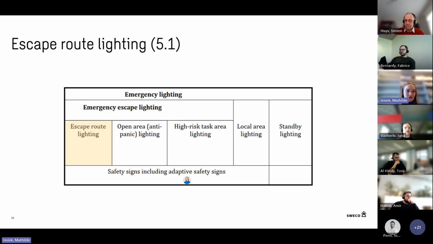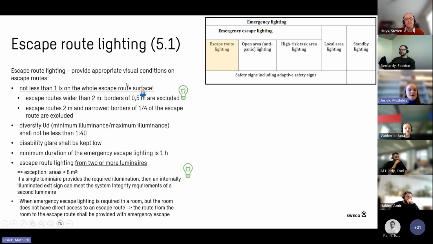Okay, now to the escape route lighting, so the light that can guide you safely out of the building. Before, we were designing the escape route as a center line where you needed 1 lux, and the rest of the escape route needed half a lux. This is now changed in the new norm. The whole band needs now 1 lux minimum. So it means we don't need to worry about the center line or a boundary zone. We just need to check, okay, this is my escape route. I make sure there's 1 lux on the whole escape route.